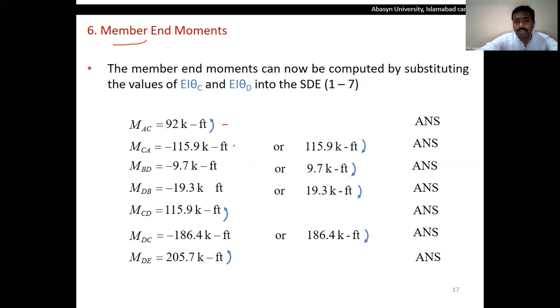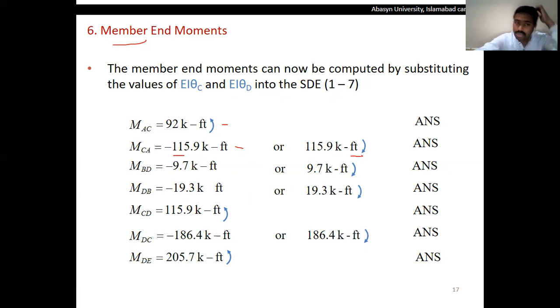The values with negative moments indicate that the slope or the rotation of the member is opposite to what we have assumed. Like member MCA, we get the value of the moment as minus 115.9 kip-ft. It means that the member rotation will be in the clockwise direction instead of the anti-clockwise direction.